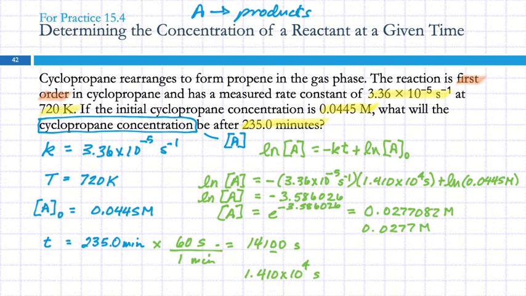Is that a reasonable concentration? Well, how could we tell? It started at 0.0445. Is it going up or down? It should be getting smaller. It got smaller, so we have no reason to be suspicious of that. But if we got like 2.7, we'd say, wait a minute, I did something wrong. Or if you get a negative concentration, that's never good.